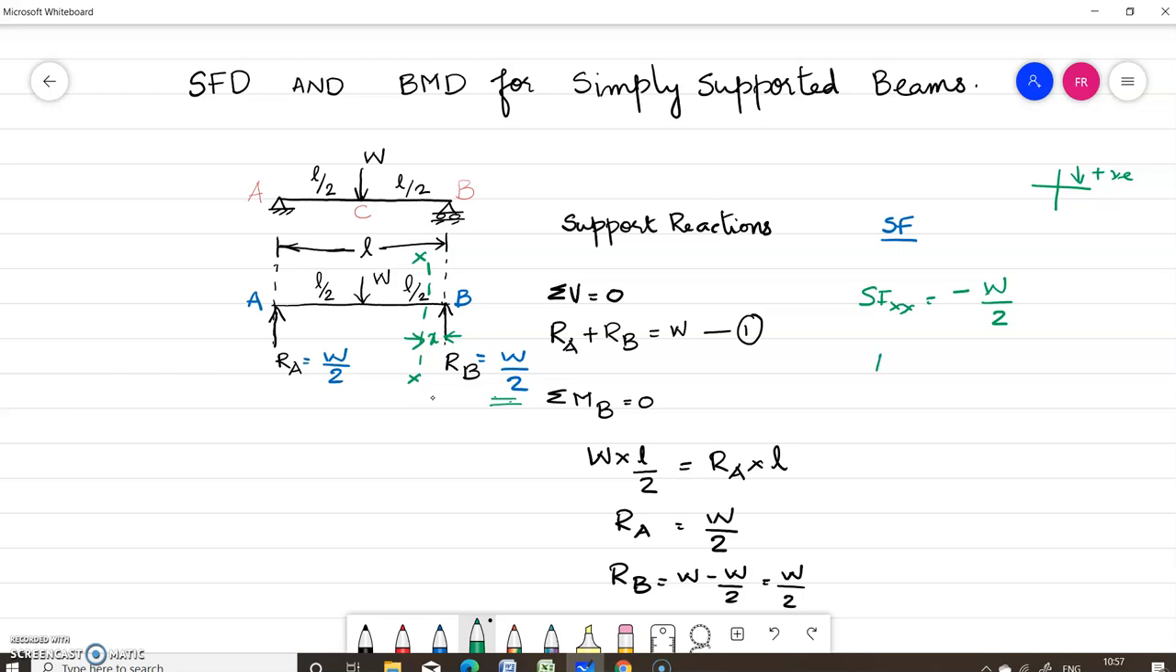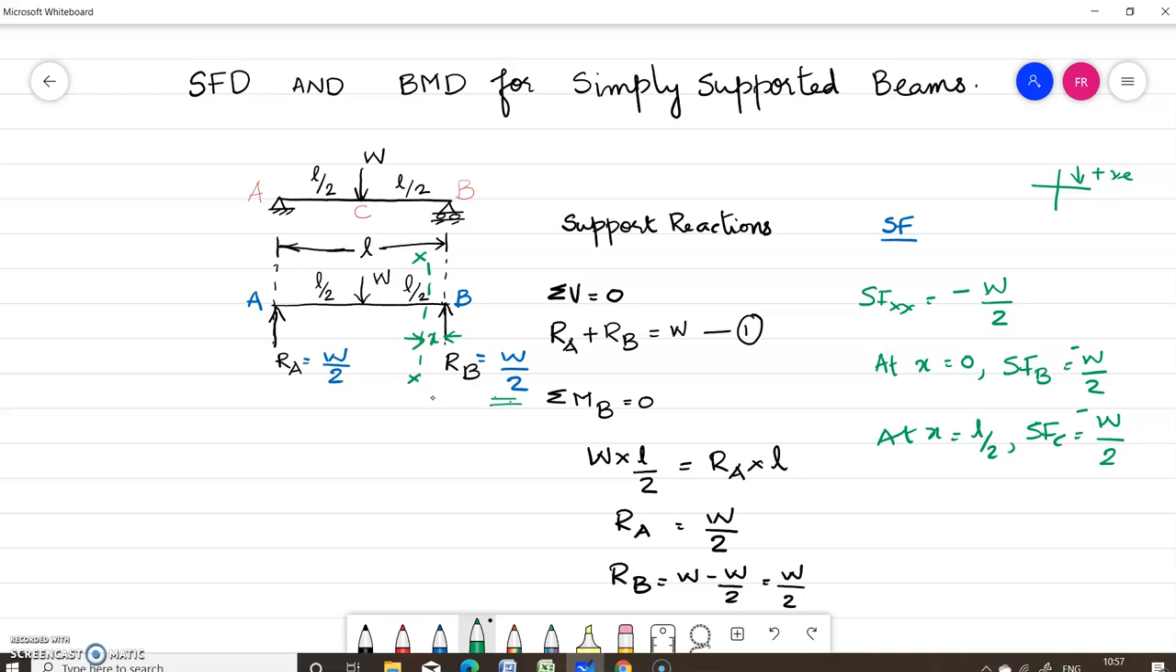Now let us find out the shear force at x equal to 0. At x equal to 0, shear force at B is equal to W by 2. Now we will find out the shear force at x equal to L by 2. At x equal to L by 2, that means shear force at C, which is again equal to W by 2. But this is right upwards, so it is negative. So both these values are negative.